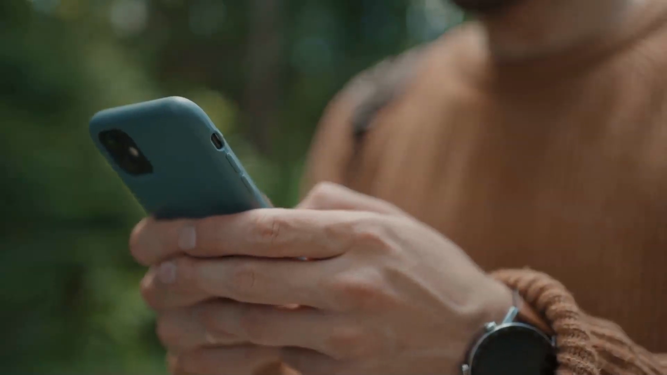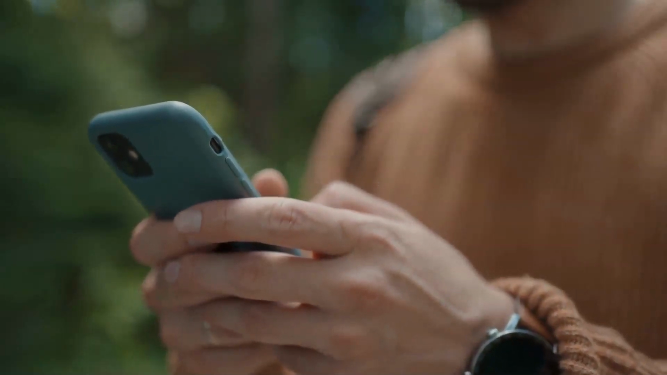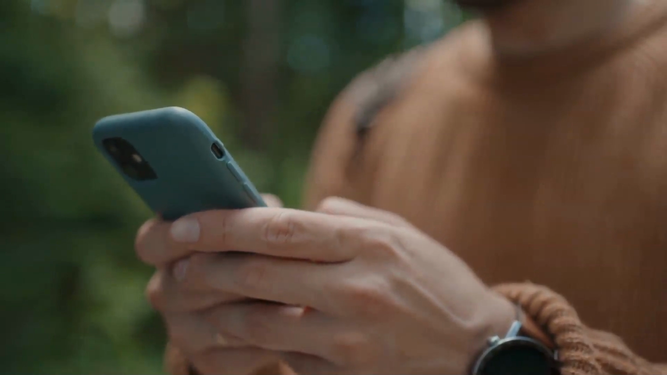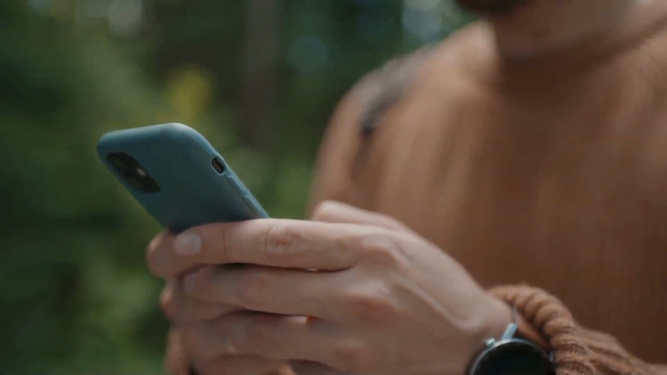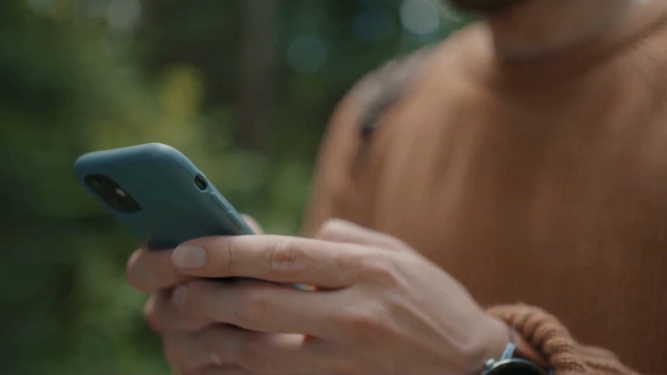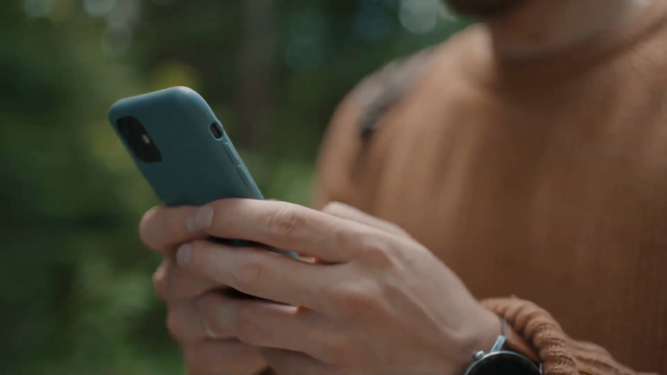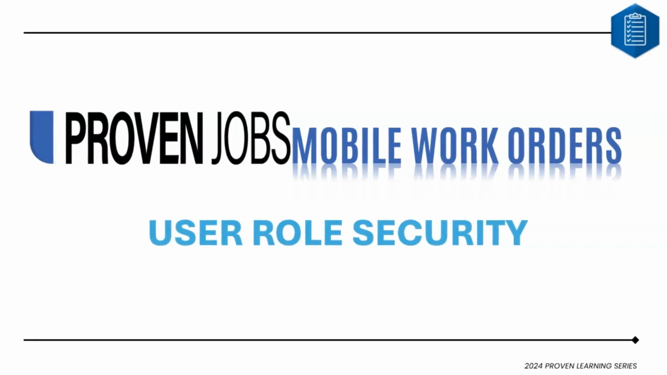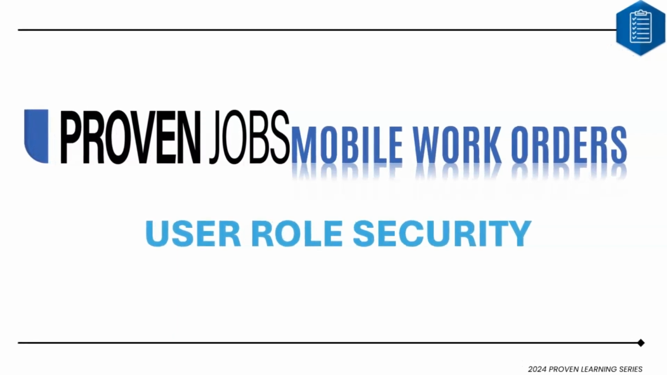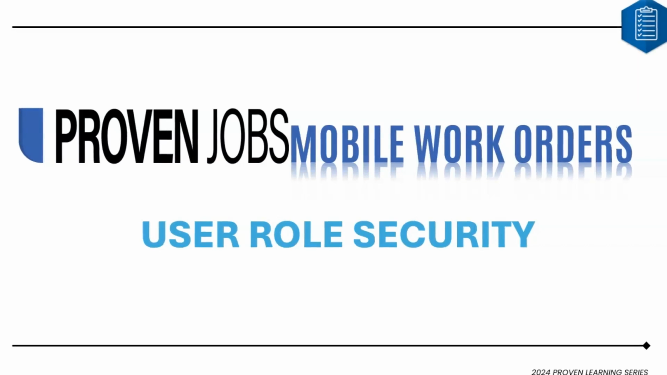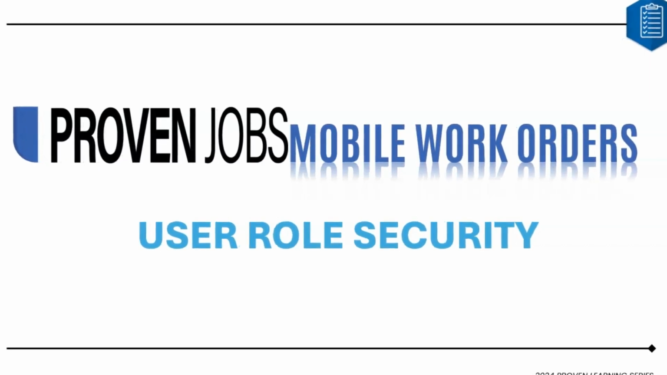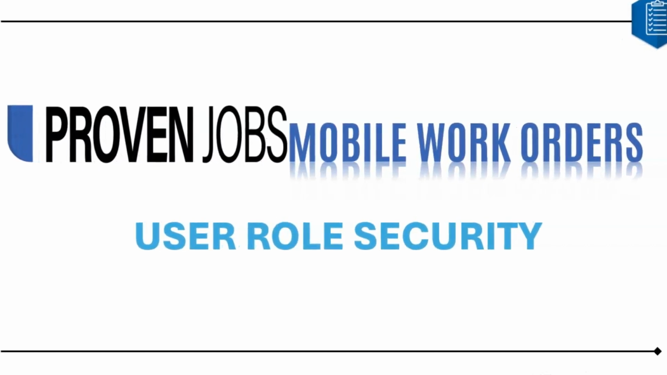To ensure seamless management of work orders across platforms, the permissions required to create, view, or edit a work order in Proven Jobs Mobile will mirror those needed in the web interface of Proven Jobs. This uniformity means that users authorized to interact with work orders on the web will inherently possess the same capabilities within the mobile app's work order section, and vice versa.